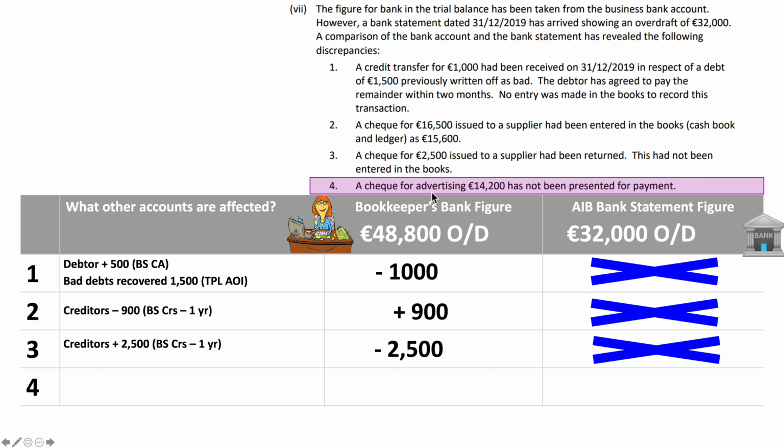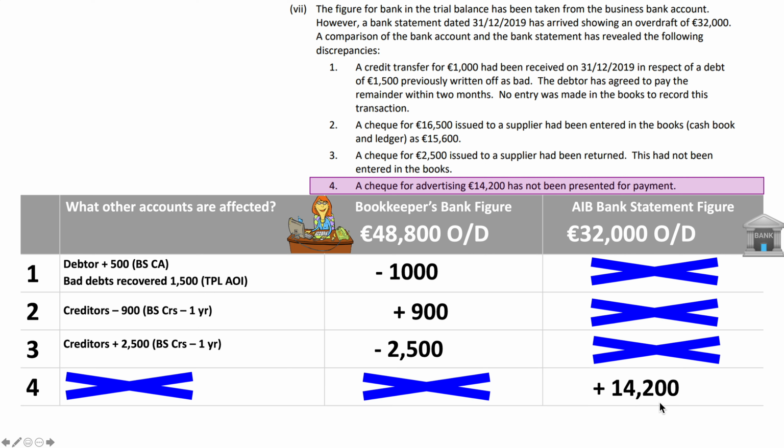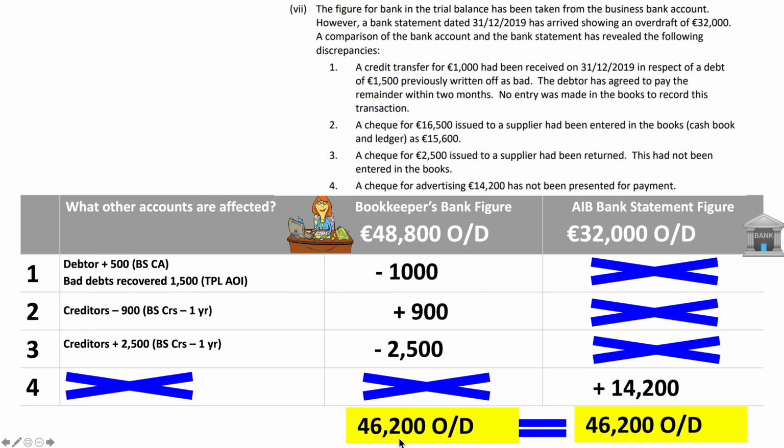Then number 4, a check for advertising 14,200 has not been presented for payment. So who doesn't know that? It's the bank that does not know that. Okay, so the bank doesn't know that. It doesn't say the bookkeeper hasn't entered it in their books, so we have nothing to do here. But when the check for advertising is presented for payment, that bank overdraft figure is going to increase by 14,200. So at the end of the day, we have 46,200 overdraft in both the bookkeeper's bank figure and AIB's bank figure. So we're all good here.